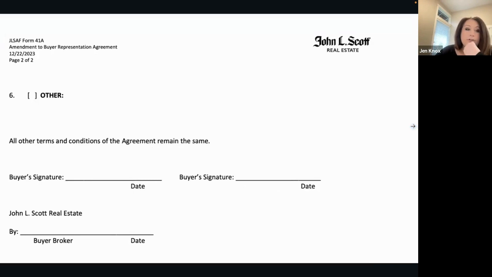And then in the John L. Scott version, we have a box number 6 for other. We don't actually have a space in the John L. Scott form to change the compensation. So this would be where you would do it if you're using John L. Scott forms. And you just want to make sure that when you write up your purchase and sale, if you have previously said, you know, I charge 3%, and then you end up negotiating and the listing is only at 2.5, nobody really wants to pay that. You've agreed to let your buyer go ahead and move forward with it. It needs to be changed on here because we are going to be paid as we have contracted.